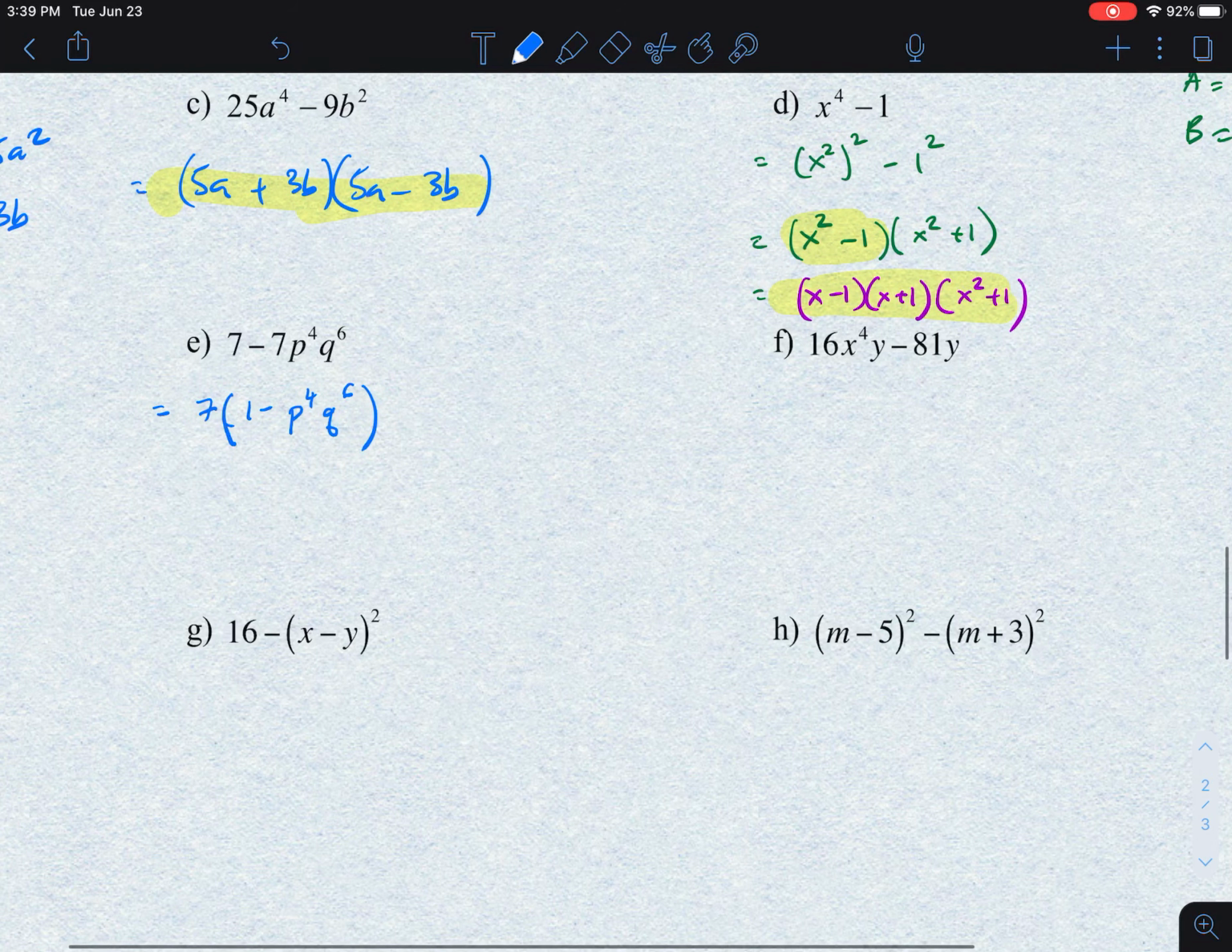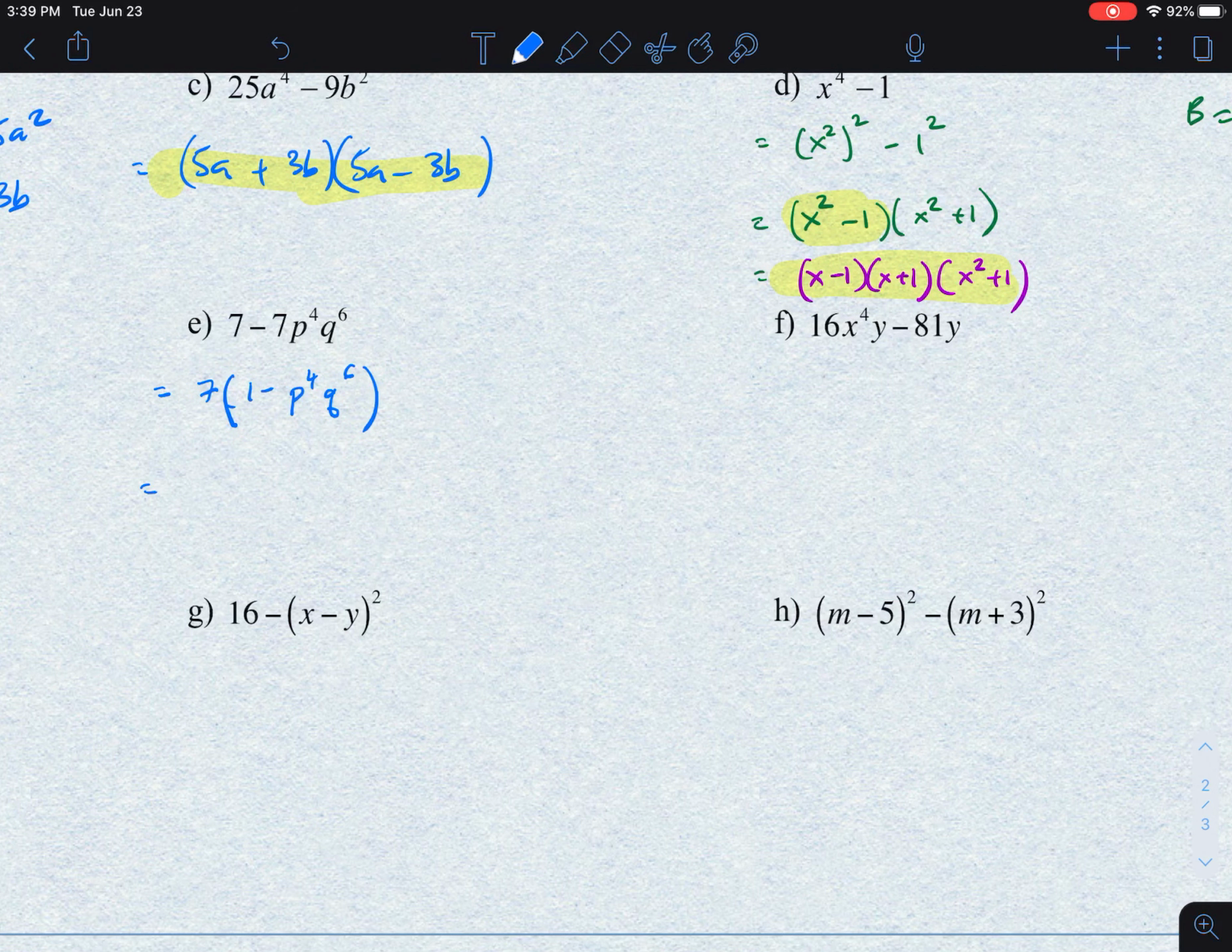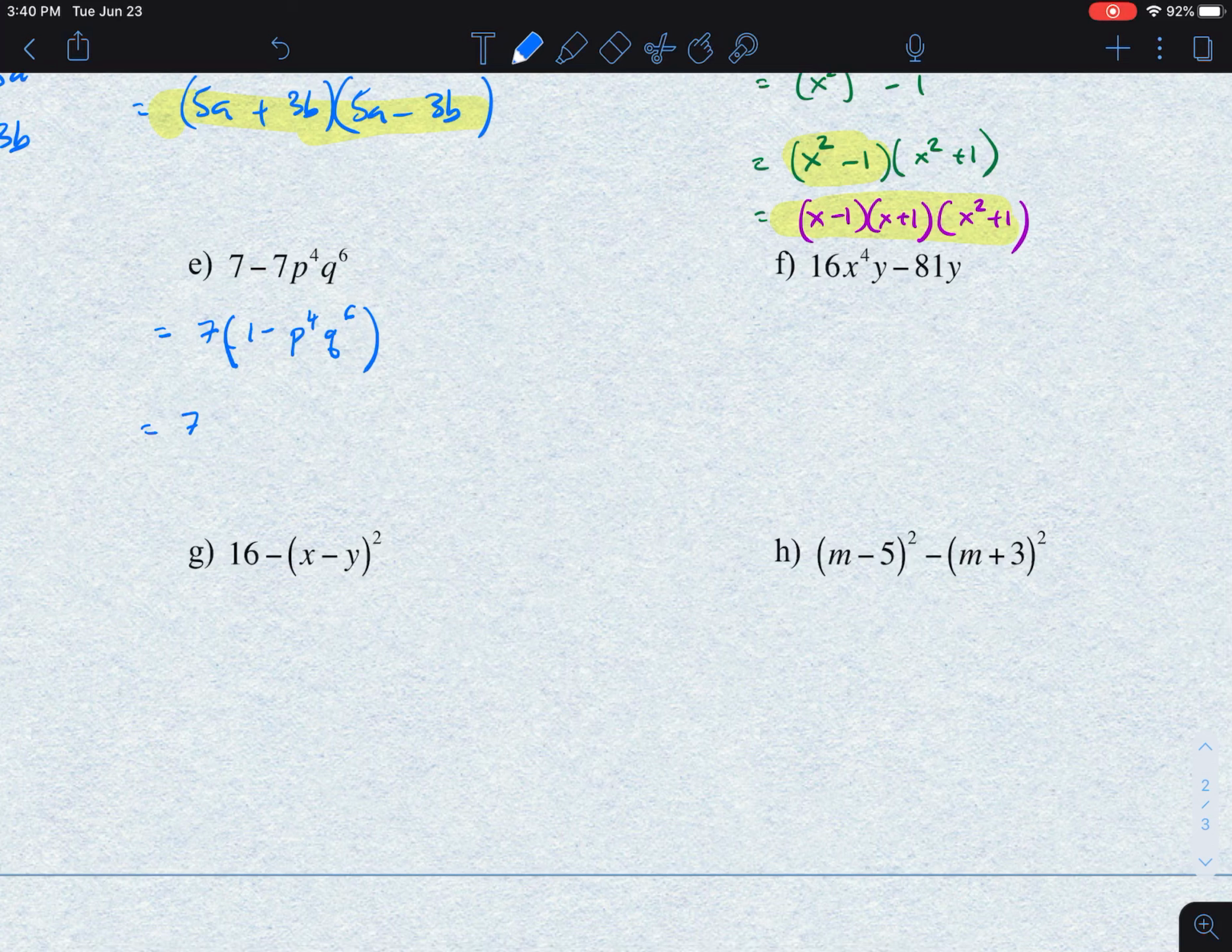Then we can apply the difference of squares, because 1 minus p to the 4th q to the 6th is a difference of 2 squares. So we do 7 times 1 minus p squared q to the 3rd, and then 1 plus p squared q to the 3rd. Okay. So for some polynomials, you have to take out the GCF first.